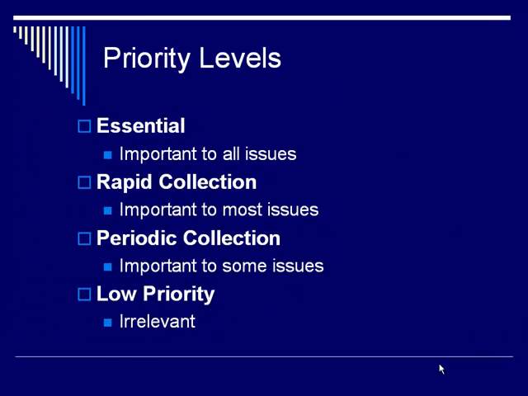Using these results, the information categories can then be classified by priority level. Using the average and range, information will be classified as essential, rapid collection, periodic collection, or low priority. Essential information is important to all issues and should be collected as soon as possible. Rapid collection is important to some issues, or most issues, and should be collected soon. Periodic is important to just some, and should be collected as needed. And low priority items are irrelevant and should therefore be ignored.